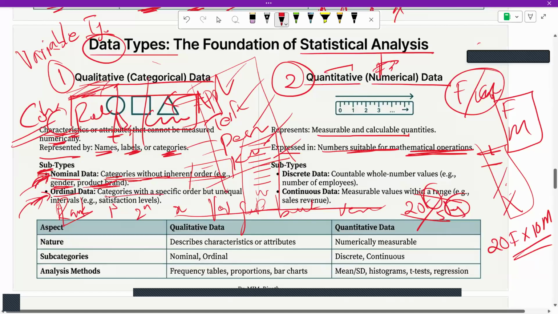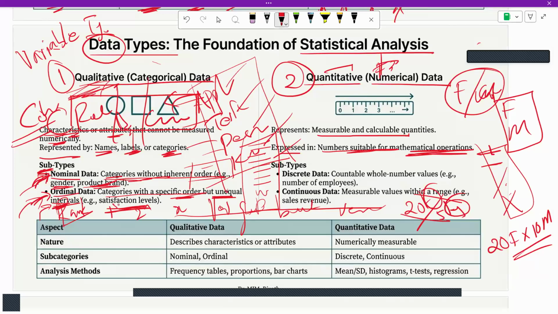Categories with specific order. It has a specific order, but unequal intervals. I will explain in the next slide. What does it mean, unequal intervals? Satisfaction level: I like very much, I like, neutral, I dislike, I dislike very much. These are the orders.